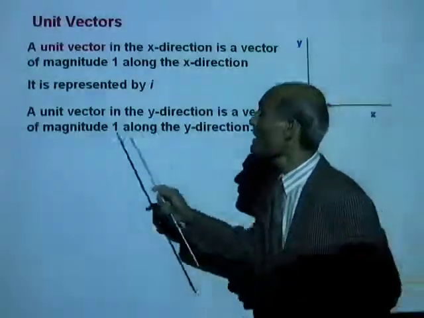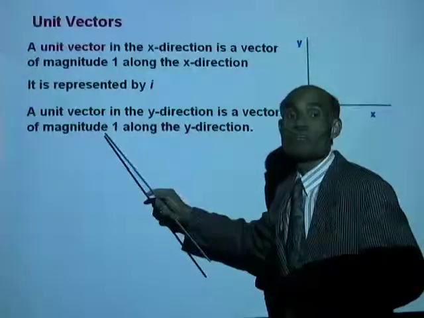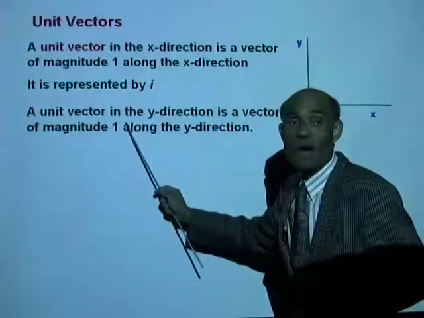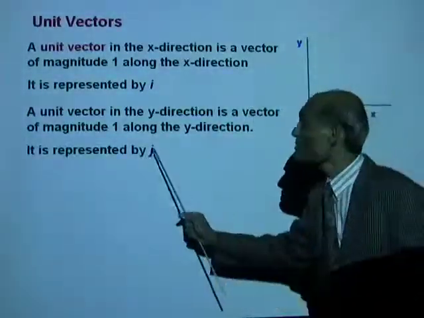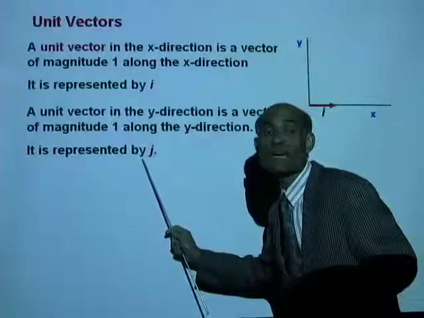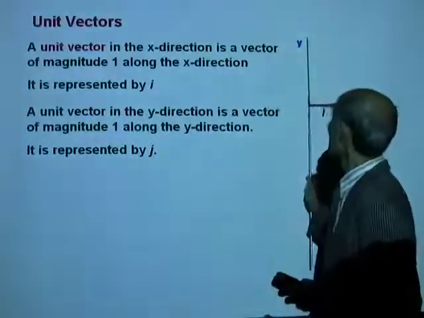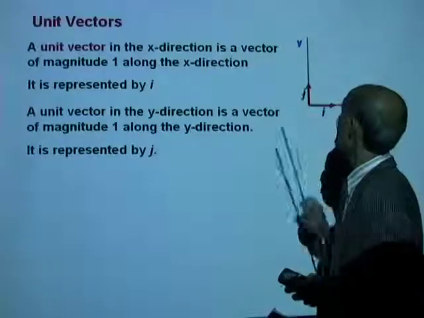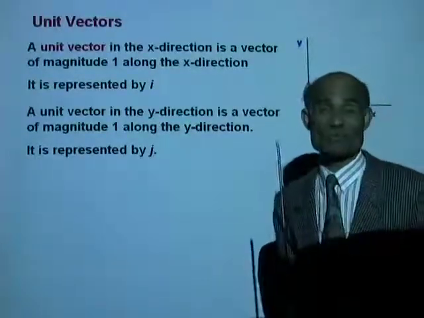In the same way, a unit vector in the y direction is a vector of magnitude 1 along the y direction. We will represent that by the lowercase j, again italicized. So the lowercase j is the unit vector in the y direction.